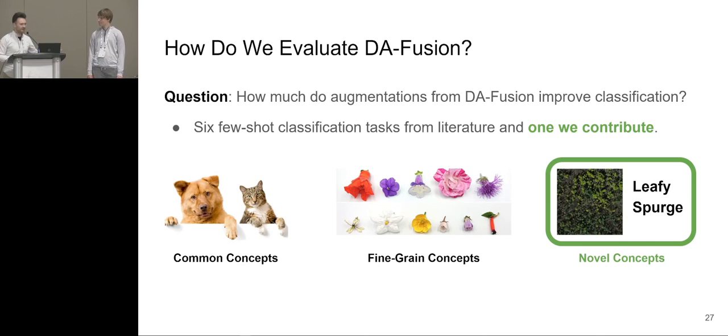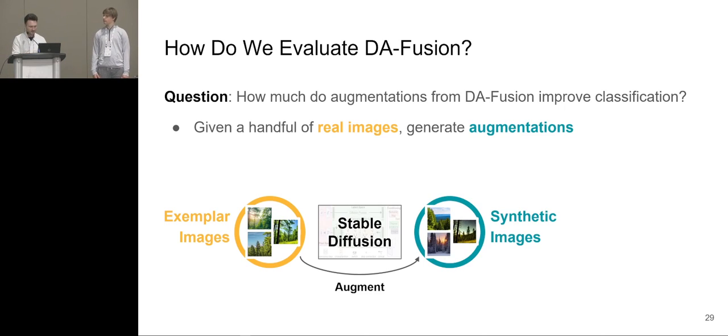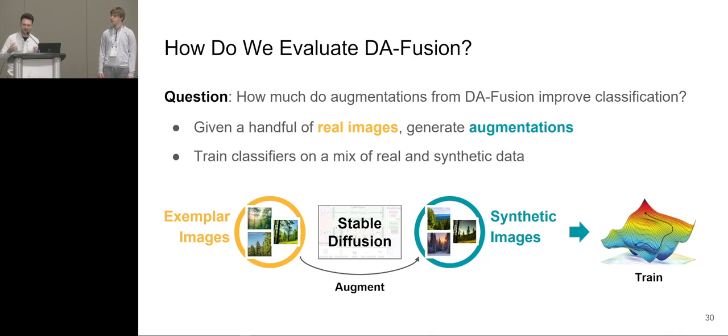And finally, what my collaborator Max is going to talk about is a new data set that we worked with a team of ecologists at MPG Ranch in Montana to collect ourselves that represents a novel concept that Stable Diffusion has certainly not seen in its training, because we collected it this year and the data set is not currently public. So our evaluation protocol looks like this. We collect a handful of real images, or we source them from a standard data set, and we're going to use Stable Diffusion with our augmentation approach to transform these images semantically. And then we're going to train few-shot classification models on this mix of real and synthetic data.